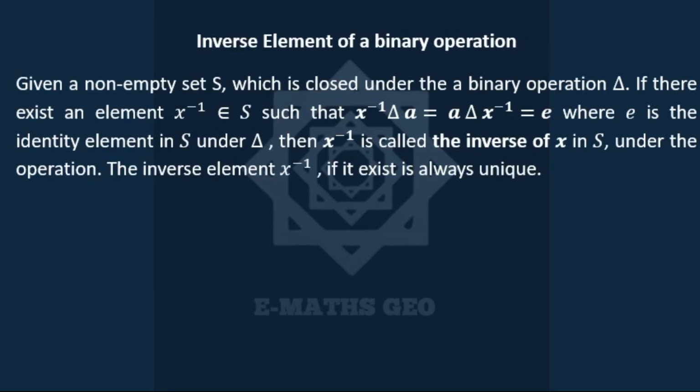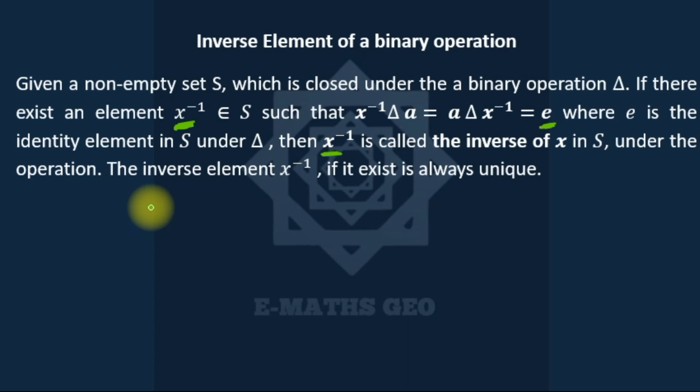So that's it. Let's look at the inverse element. Inverse element of a binary operation. Given a non-empty set X, which is closed under the binary operation triangle. Remember I told you you can use any operation; I prefer using triangle. You can use asterisk, or an upside down triangle. If there exists an element x raised to power minus 1, which is also an element of the set, such that x raised to power minus 1 triangle a, or a triangle x raised to power minus 1, will always give us e, where e is the identity element, then that element is called the inverse element.